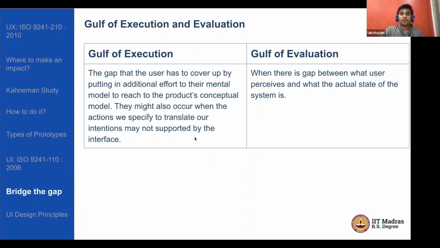When we talk about user interface design, we cannot miss talking about the gulf of execution and the gulf of evaluation. First, we come upon the gulf of execution. It's the delta effort that the user puts into their mental model to reach the conceptual model of the product or service. Sometimes there might be an instance when the action we specify to translate our intention may not be achieved through the interface that is being presented over the screen.